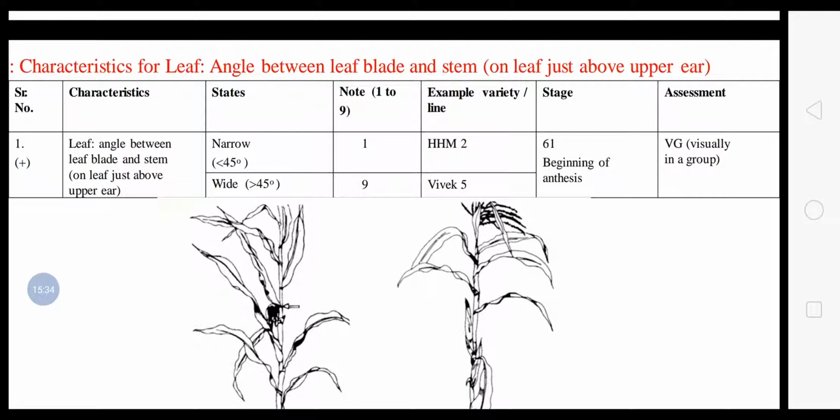The stage is 61, that is beginning of anthesis. As I have already given you in the code chart, 61 indicates beginning of anthesis. Assessment is visual in a group, that means many plants are taken from a single line.